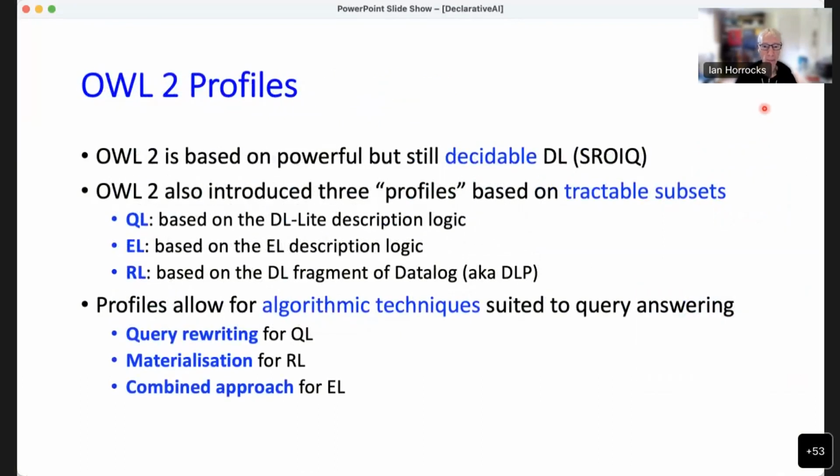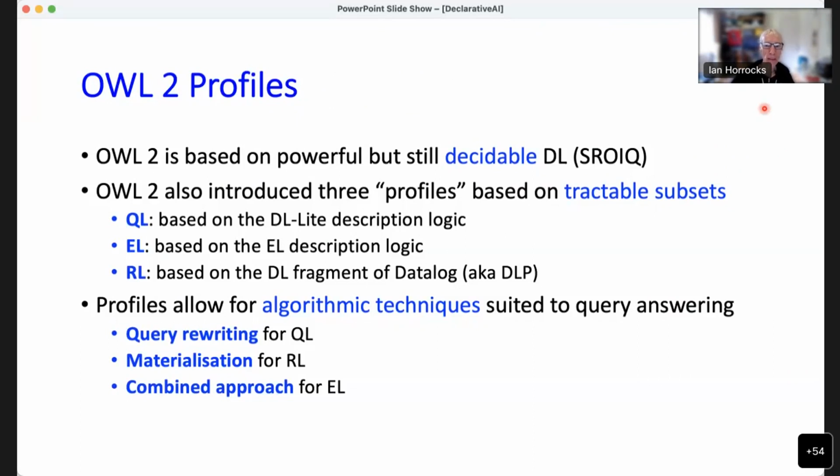So, as I mentioned before, as typically is the case in research, it's a bit of a roller coaster ride. We were doing so well, but suddenly we went down the roller coaster or hit another pothole in the road, to use my other metaphor. So what do we do about that? Well, this was where the development of profiles came in OWL 2. So the idea here was to identify some smaller subsets of the OWL language that had better computational complexity, and also for which we knew some algorithmic techniques that were better suited to query answering.